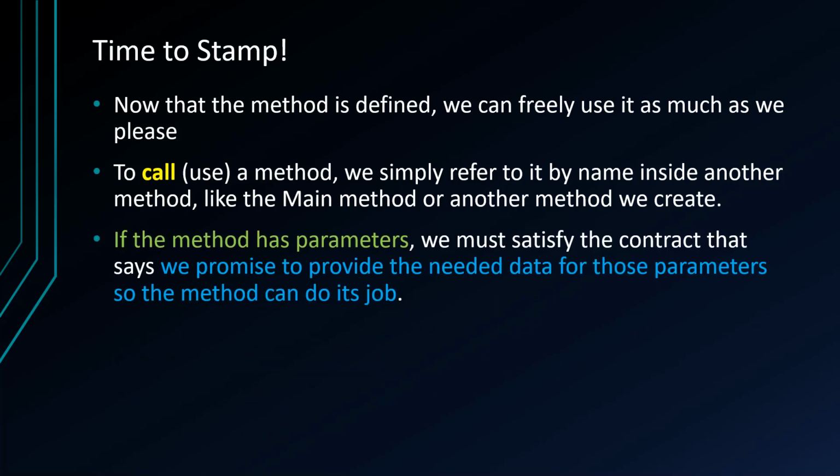If the method has any parameters, we have to satisfy the contract. Remember the contract? The contract says that the method will only do its job if we give it the data that it needs in the order that it needs it.